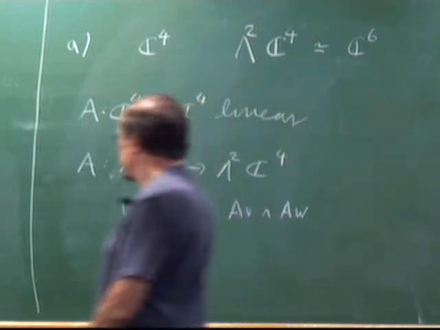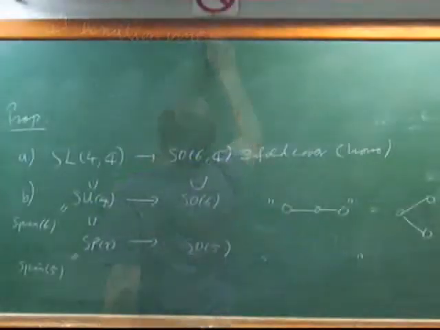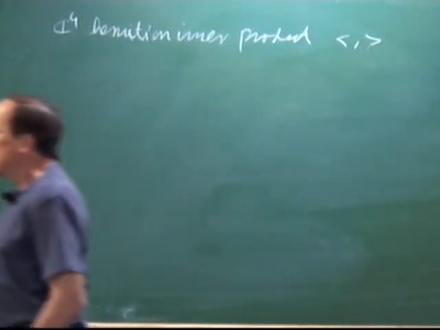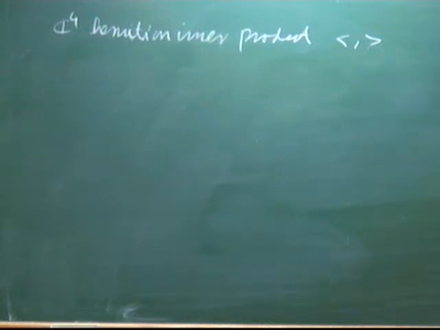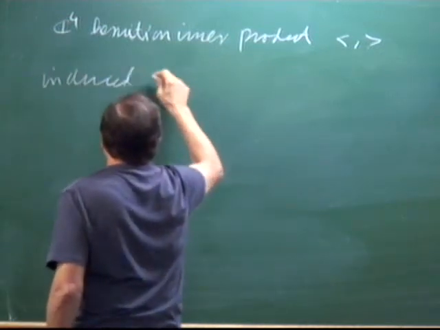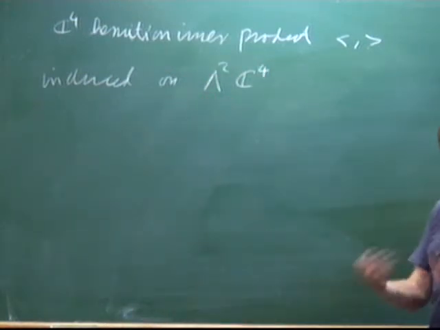Let's see, what should I observe next? I want to put an inner product. On C4 I have a Hermitian inner product. These are isometries, right? So using the Hermitian inner product, I claim I get an induced inner product on the exterior power. The general principle is that for a vector space with an inner product, the whole exterior algebra has an induced inner product coming naturally from the inner product on the vector space.